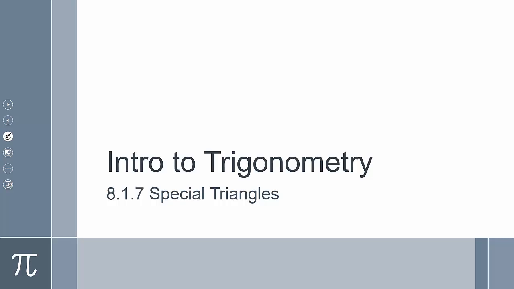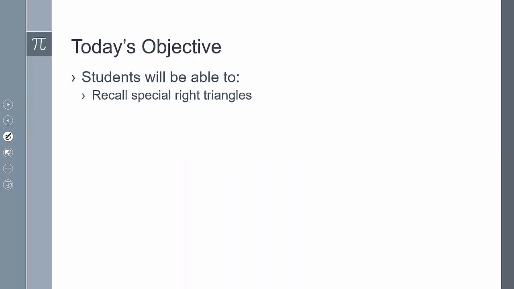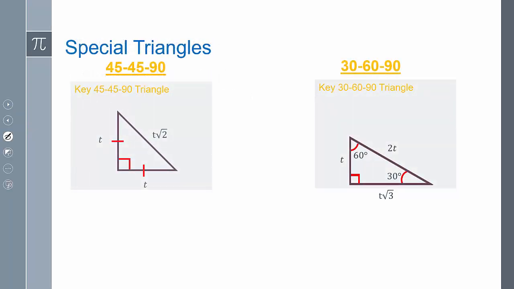This is section 8.17. We're going to take a look at special triangles. So we're going to recall our special right triangles. Now these special right triangles, we need to write them down, we need to memorize them. We have a 45, 45, 90 triangle, and we have a 30, 60, 90 triangle.